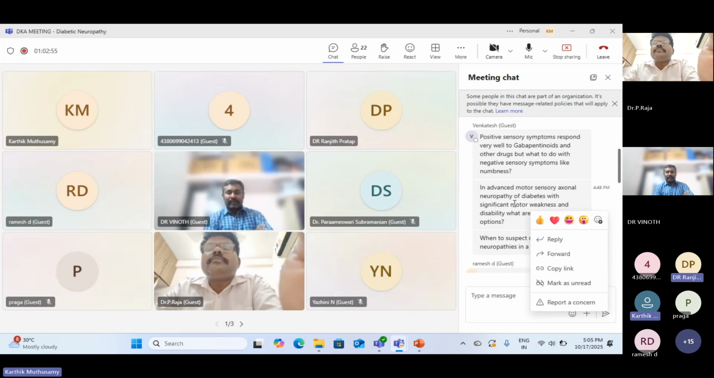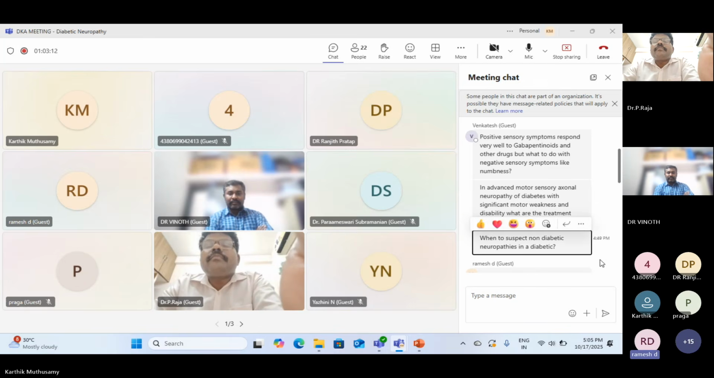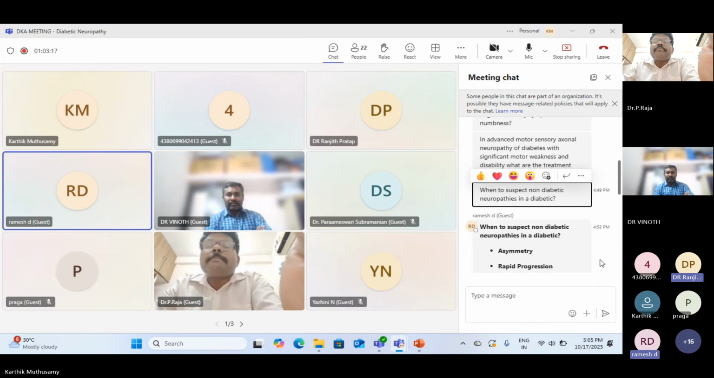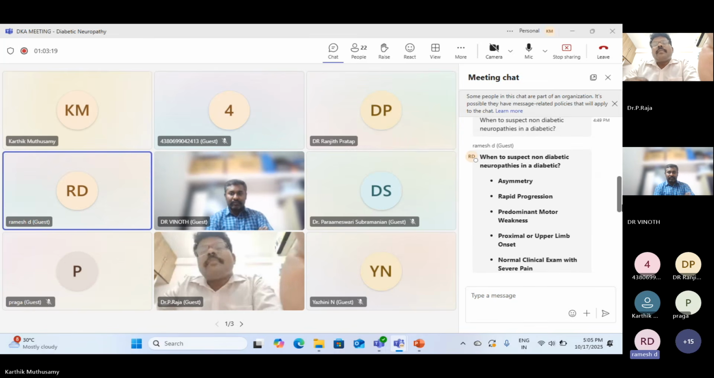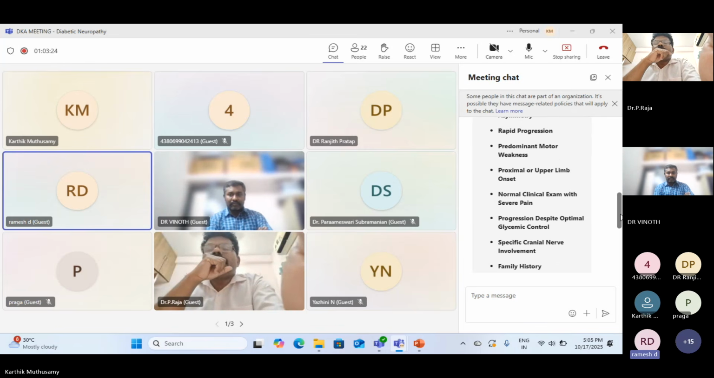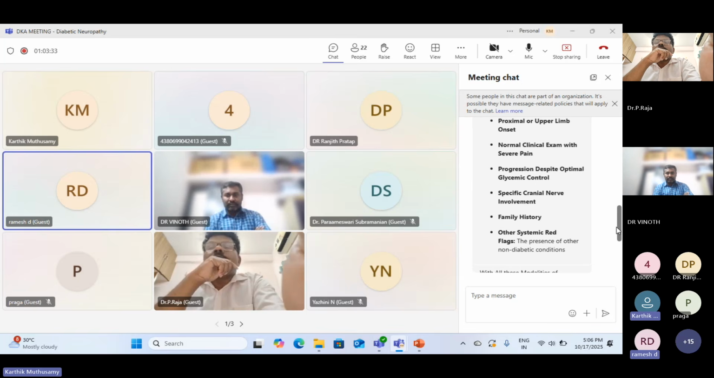Dr. Venkatesh has asked one more question. When to suspect a non-diabetic neuropathy in a diabetic? We all say it is a diagnosis of exclusion, so when to suspect a non-diabetic neuropathy in a diabetic patient? Whenever you have asymmetric involvement, rapid progression, predominantly motor weakness rather than sensory, proximal involvement rather than distal, upper limb involvement, or a discordance between the clinical presentation and the pain management.